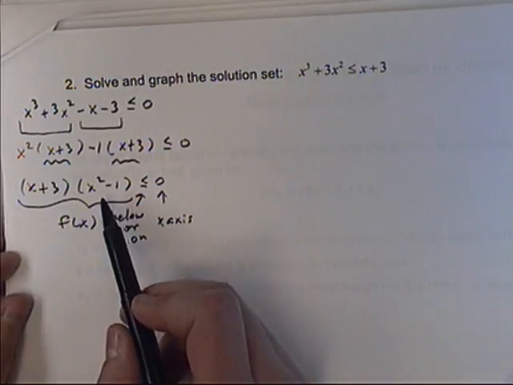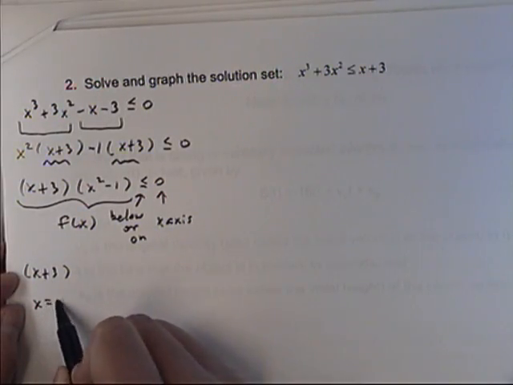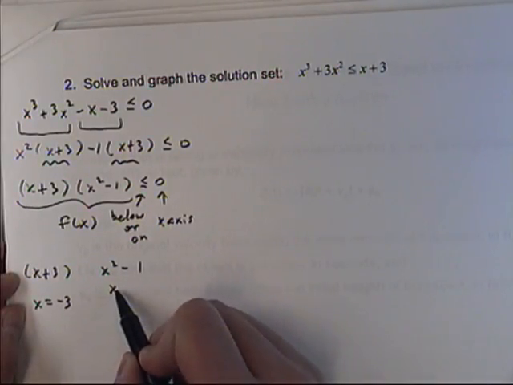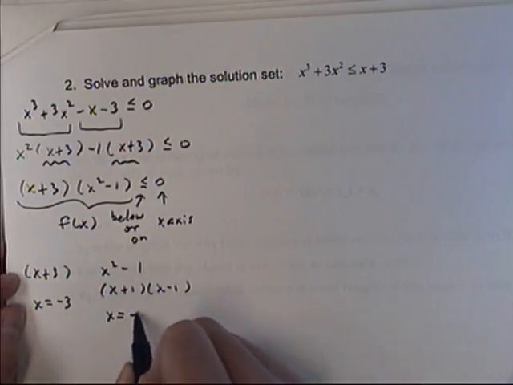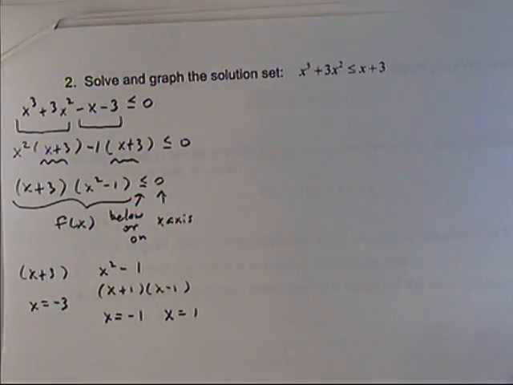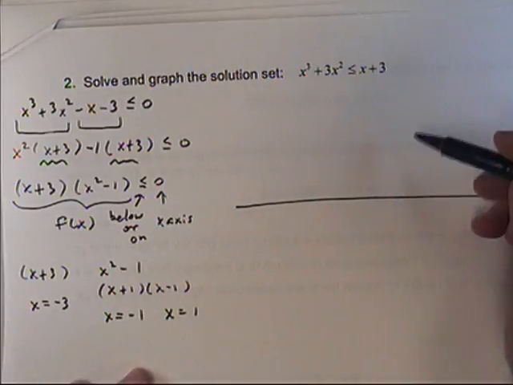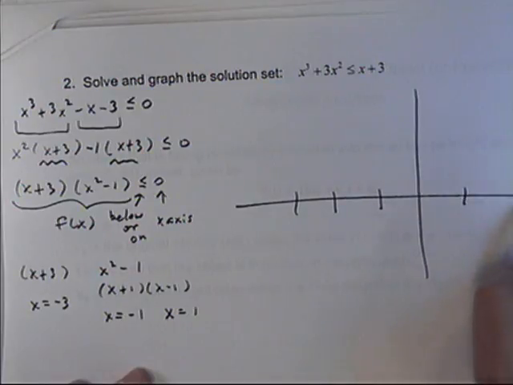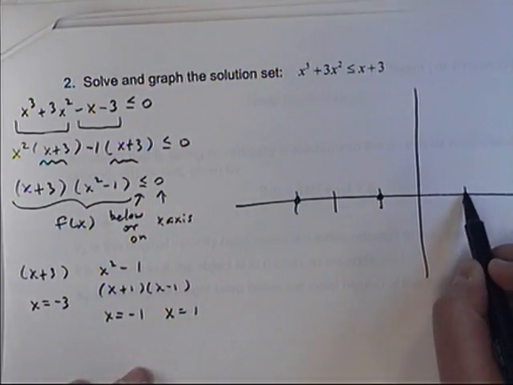Now what we can do is take this x plus 3, set it equal to 0, and we'd get a marking point at x equals negative 3. We could take x squared minus 1, factor that one more time into x plus 1 times x minus 1, and get 2 more markers, one at negative 1 and one at positive 1. So as I look at this polynomial, I've got 3 marking points on the x-axis, one at negative 3, one at negative 1, and one at positive 1.